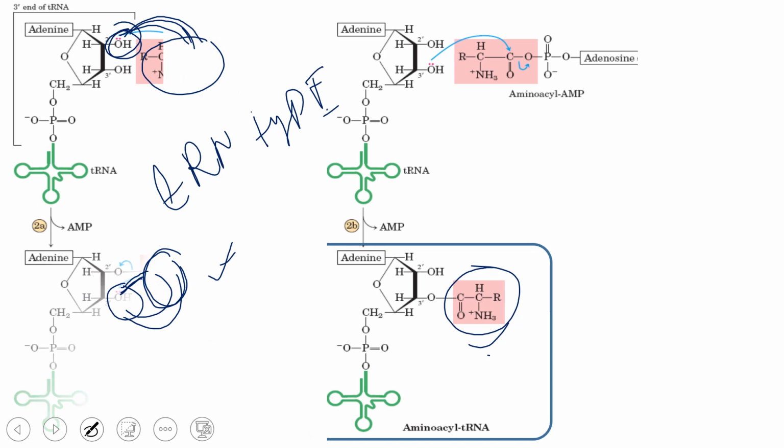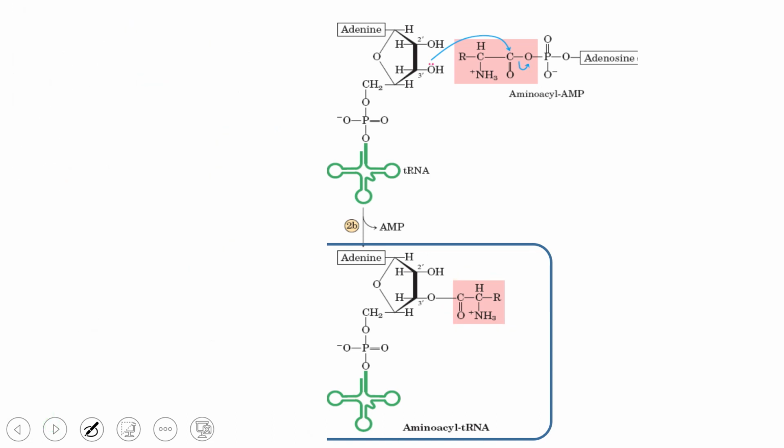जब हम टाइप 2 एंजाइम के बारे में बात करेंगे, in that case this portion, directly the third oxygen is going to be involved in the reaction. So only one step, and directly this amino acid will be transferred to the third OH.